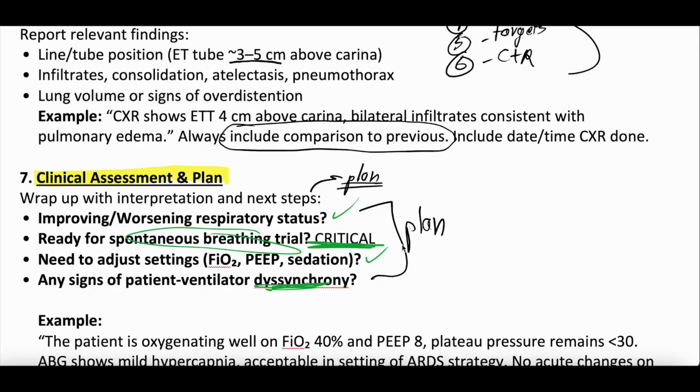So this might look like, in your plan, you already went through the whole ventilator, and you say something like, patient has had improving oxygenation, they're currently on an FiO2 of 40% and PEEP of 5, they're ready for a spontaneous breathing trial, which we will do this morning.